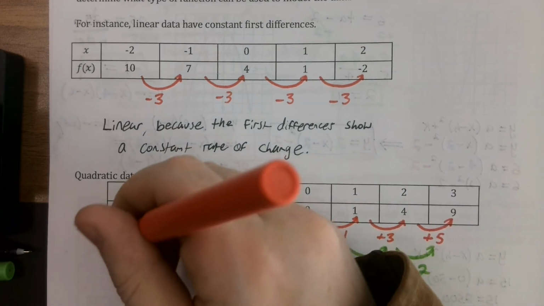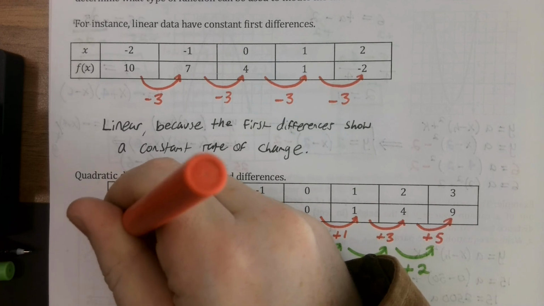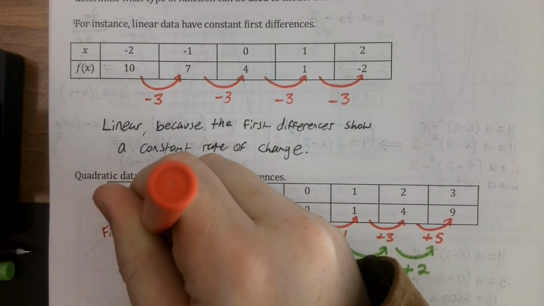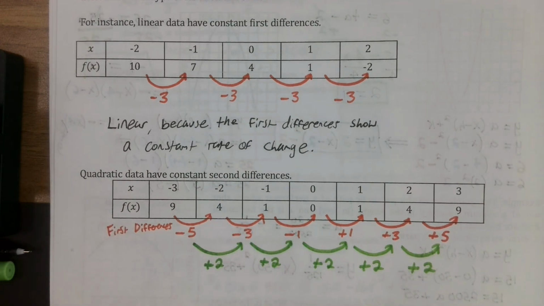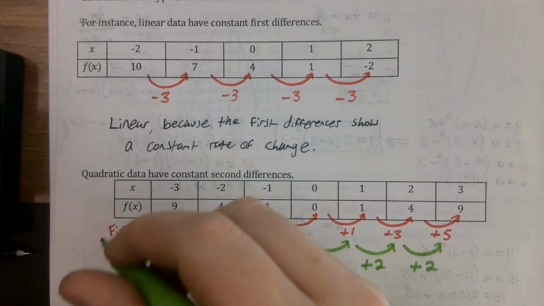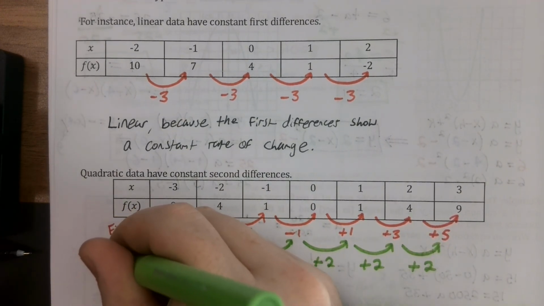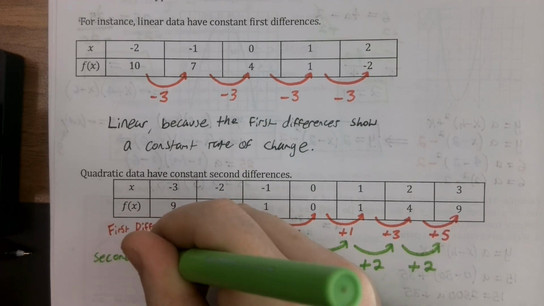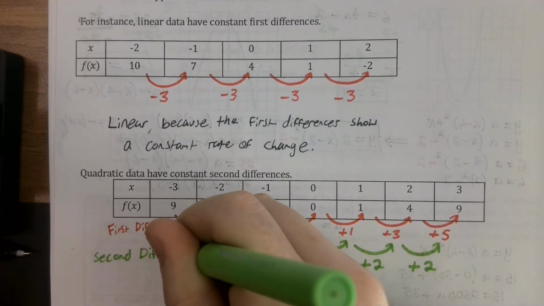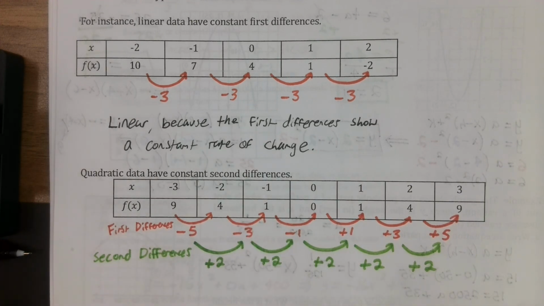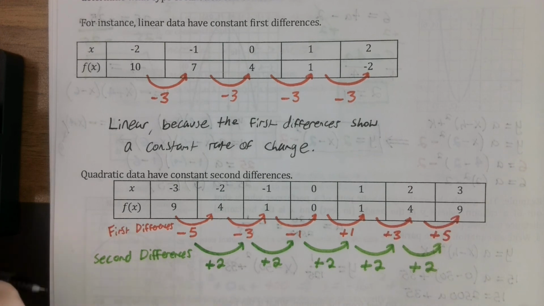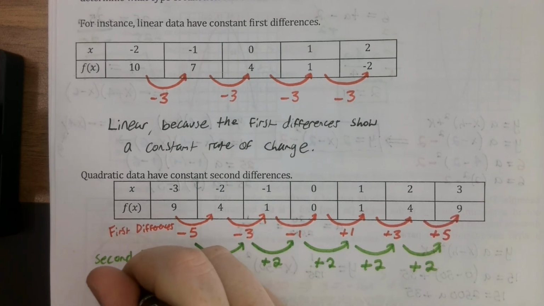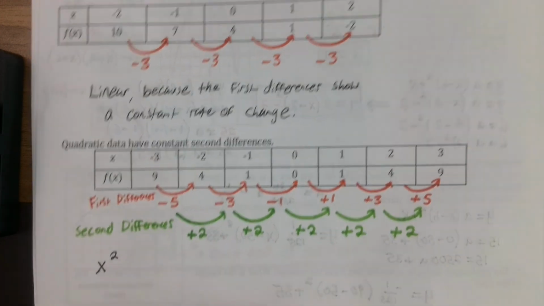Linear data has constant first differences. But the first differences were not constant. So what we've checked is the difference between our first differences. The differences between our first differences is called the second difference. The rule is, if your second differences are constant, it's quadratic, meaning it's x squared. Second differences means that it's x squared.